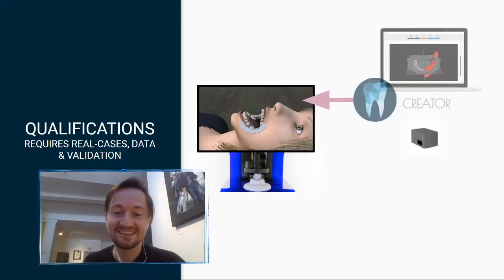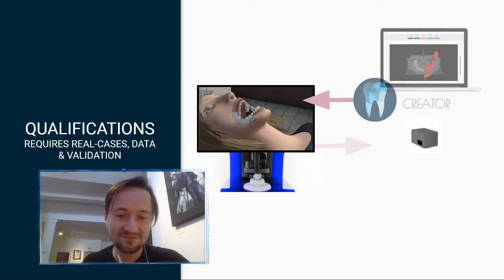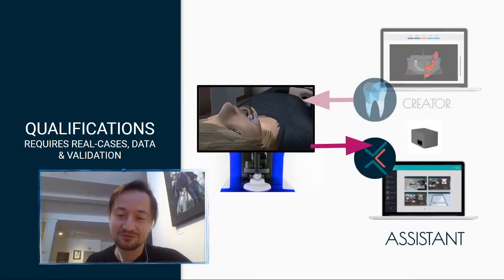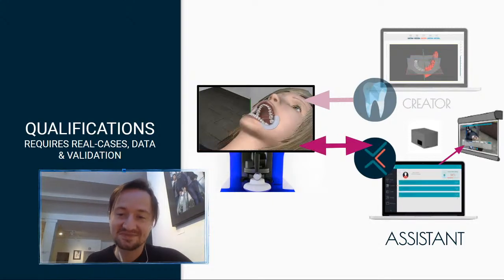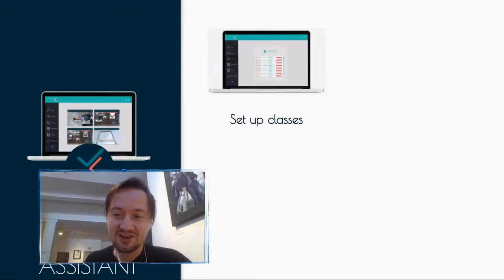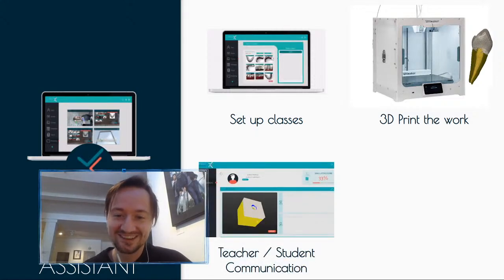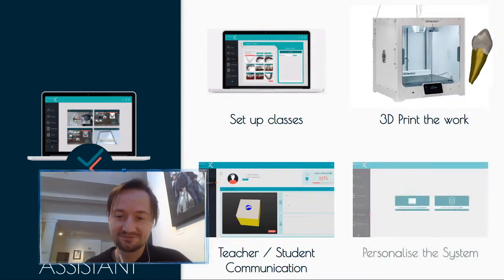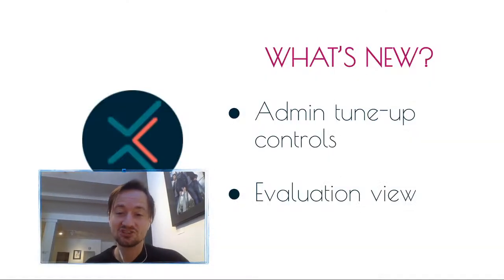So we've now created our exercise. We've done the exercise on the simulator. And as you saw there, we're then able to get all of the data out from Virteasy system. Now that's used to project the image on the screens, as well as manage all the marking and the courseware. This Virteasy Assistant also allows us to do all of the data, all of the control. So set up classes, 3D print the work, if you have a 3D printer, of course, teacher-student communication, you saw briefly, and also personalize the entire system. So we've now got admin tune-up controls and the evaluation view.